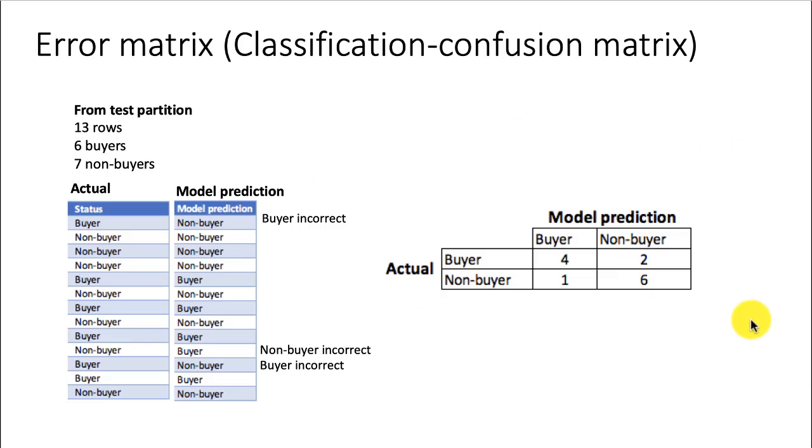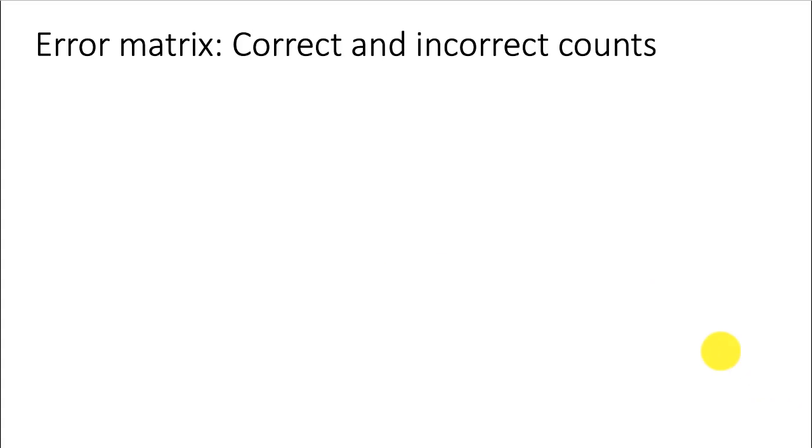This is what is called the classification confusion matrix, or for short, error matrix. I will most likely use the term error matrix in most of my references to the object. Now that we have the error matrix, we can compute some statistics from that. I wouldn't call them statistics, some measures from that.